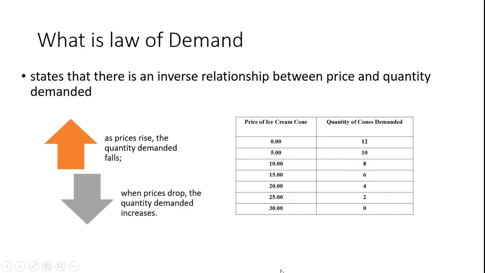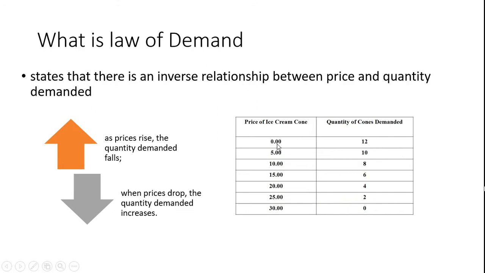So the independent factor is price and the dependent factor is demand. Now we discuss the table: price of ice cream cone and quantity of cones demanded. Remember we said price is an independent factor and quantity demanded is a dependent factor. So if prices go down, quantity demanded will increase. If prices go up, quantity demanded will decrease. Now you can read this table from top to bottom and bottom to top. Like if we say that as price rises, the quantity demanded falls, we should read it from top to bottom.